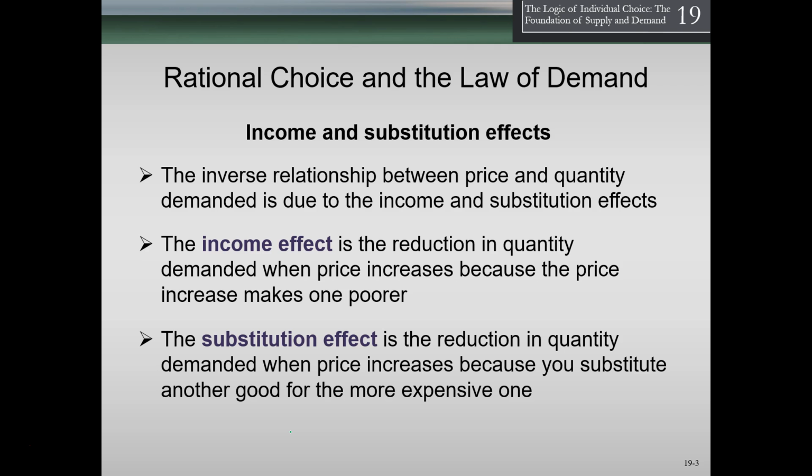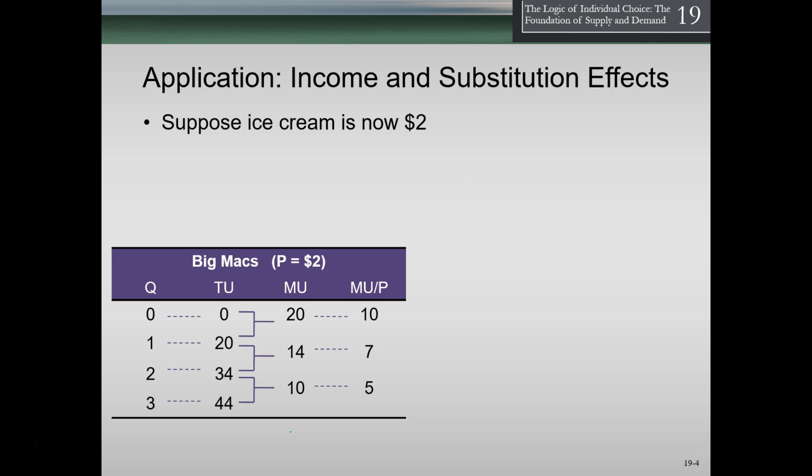These are the two effects, the income effect and the substitution effect, that cause the downward slope in the demand curve, meaning these are the two things that cause the relationship of, as prices go up, we demand less. As prices go down, we demand more. These are two ideas that cause that relationship.